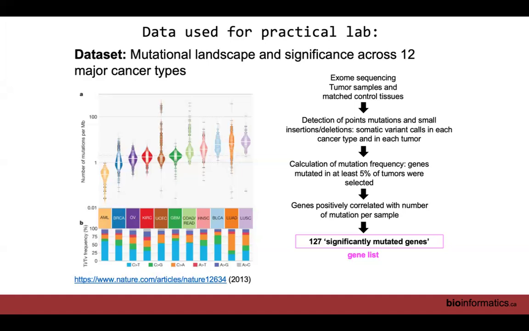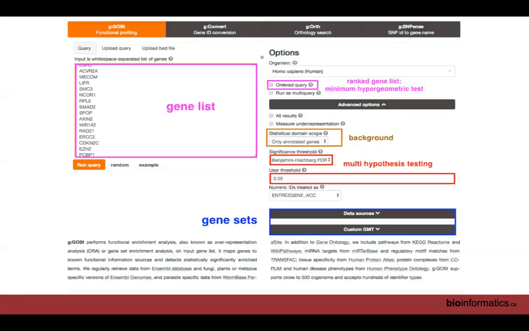So this isn't a ranked list in any sort of way. This is just that these genes have a higher propensity of being mutated in cancer. And so it is a good example of a thresholded list that you can use for this type of analysis.